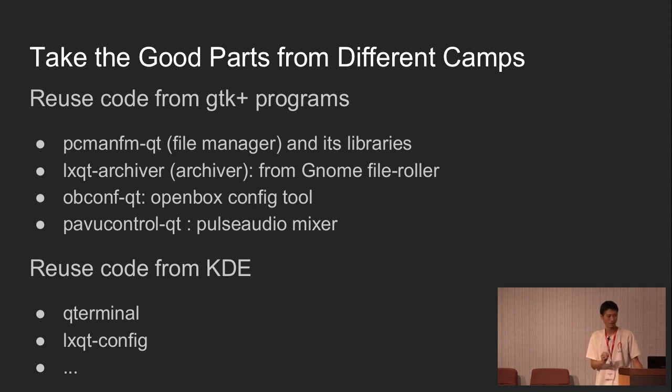And also, we recently have our own file archiver to handle compressed files. And you may be surprised that it's implemented using Qt, but actually it's ported from GNOME File Roller, a totally different GTK program, but we show that it's possible. You can actually reuse the source code, the library, everything from different projects. They are not so different. Only the UI and the user experience should be different, but the underlying technology should be shared.